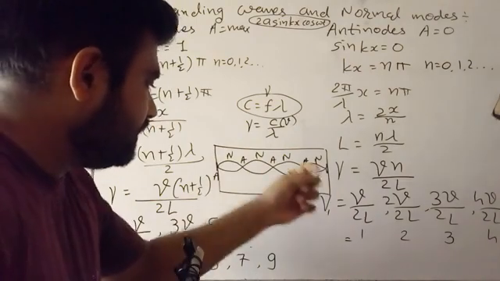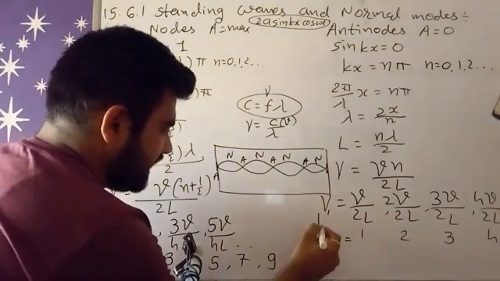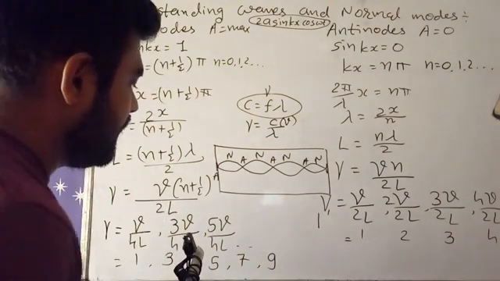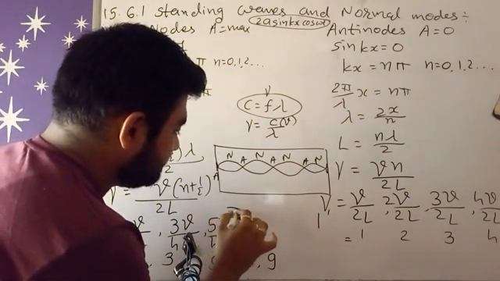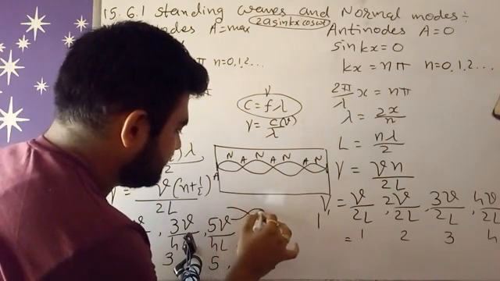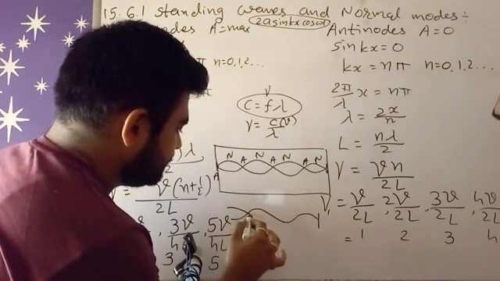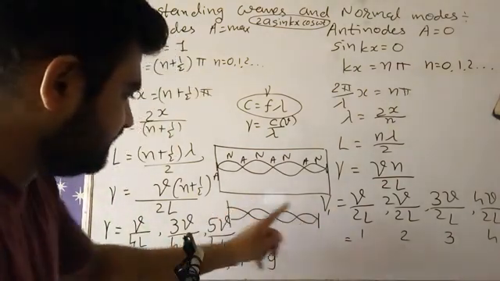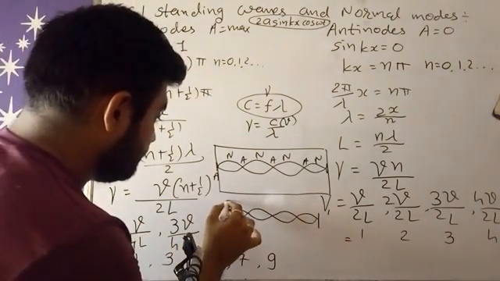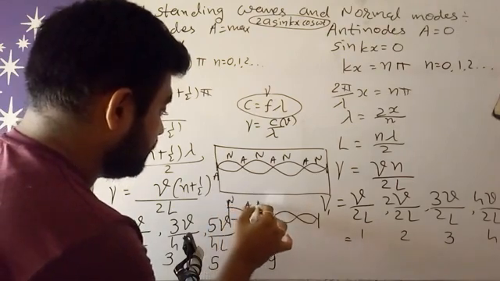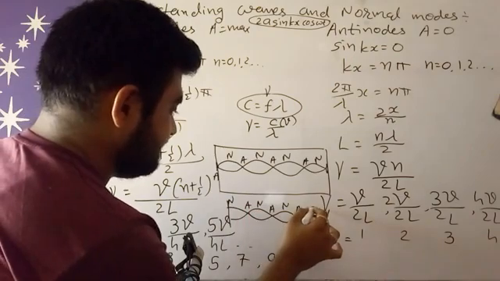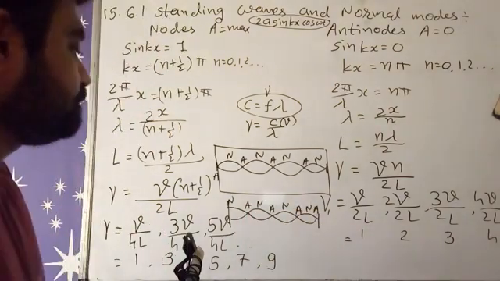Now one end is open and one is closed. Whenever we have an open end, at that point we have the maximum. So it starts like this. This is our maximum, this is the open end, and this is the closed end. So it goes antinode, node, antinode, node, antinode, node, antinode.